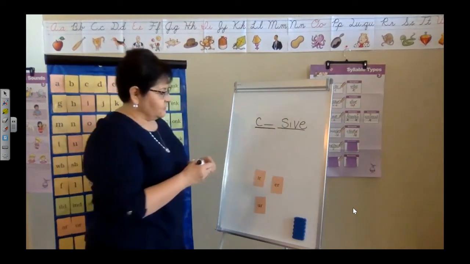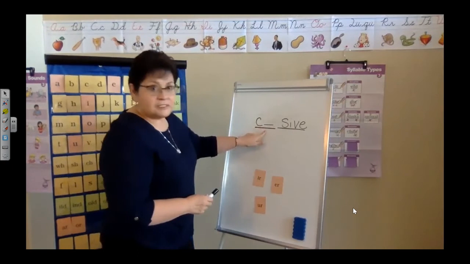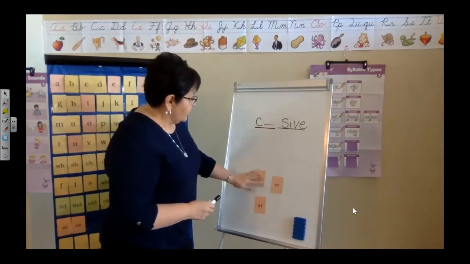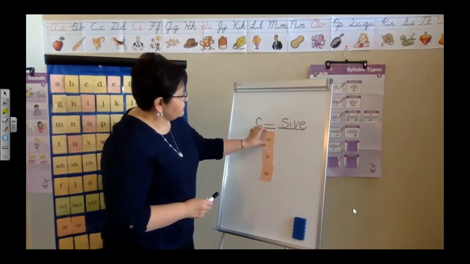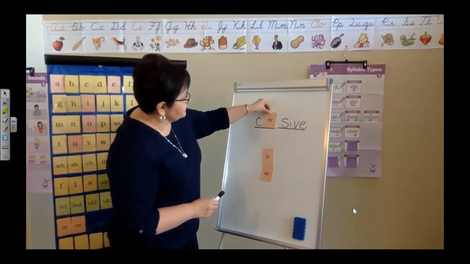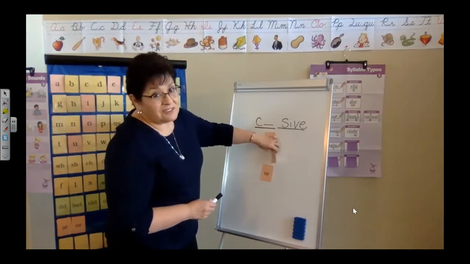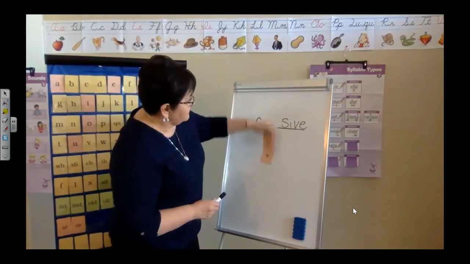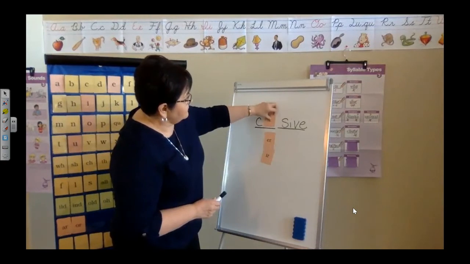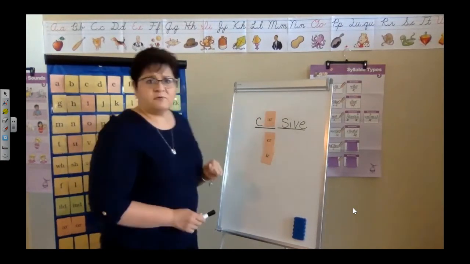Cursive. All right, so what are my choices for this sound? I have E-R, I-R, U-R. Then we try each of them. Cursive. Remember, they're all going to say cursive. We're looking for what looks right. Cursive. That looks like something I have seen before.